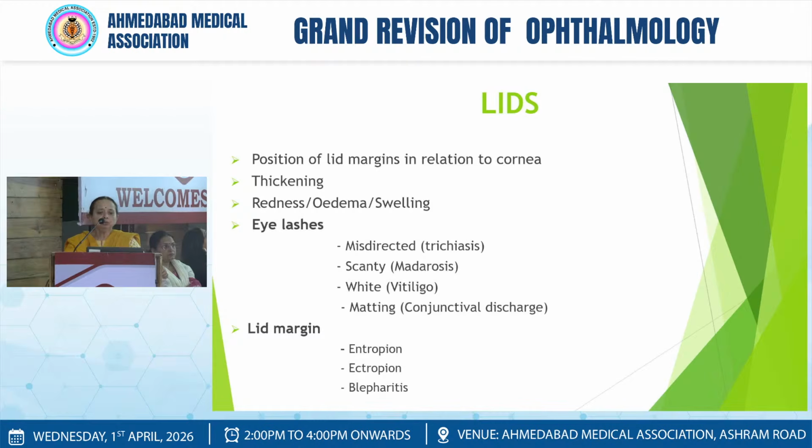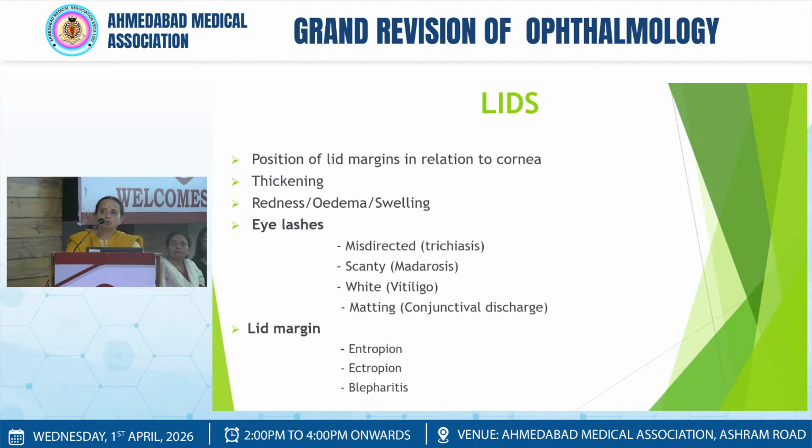Now if we look into more detail, lids, what points you will note down? The position of the lid margin in relation to the cornea. The corneal diameter is 12 millimeters. Normally the upper 2 millimeters of the cornea is covered by the upper lid when the person is looking straight forward. And the lower lid touches just the inferior limbus. So if there is excessive drooping of the lid, it will cover more part of the cornea. Or if there is lid retraction, the upper limbus or the upper sclera would be visible.